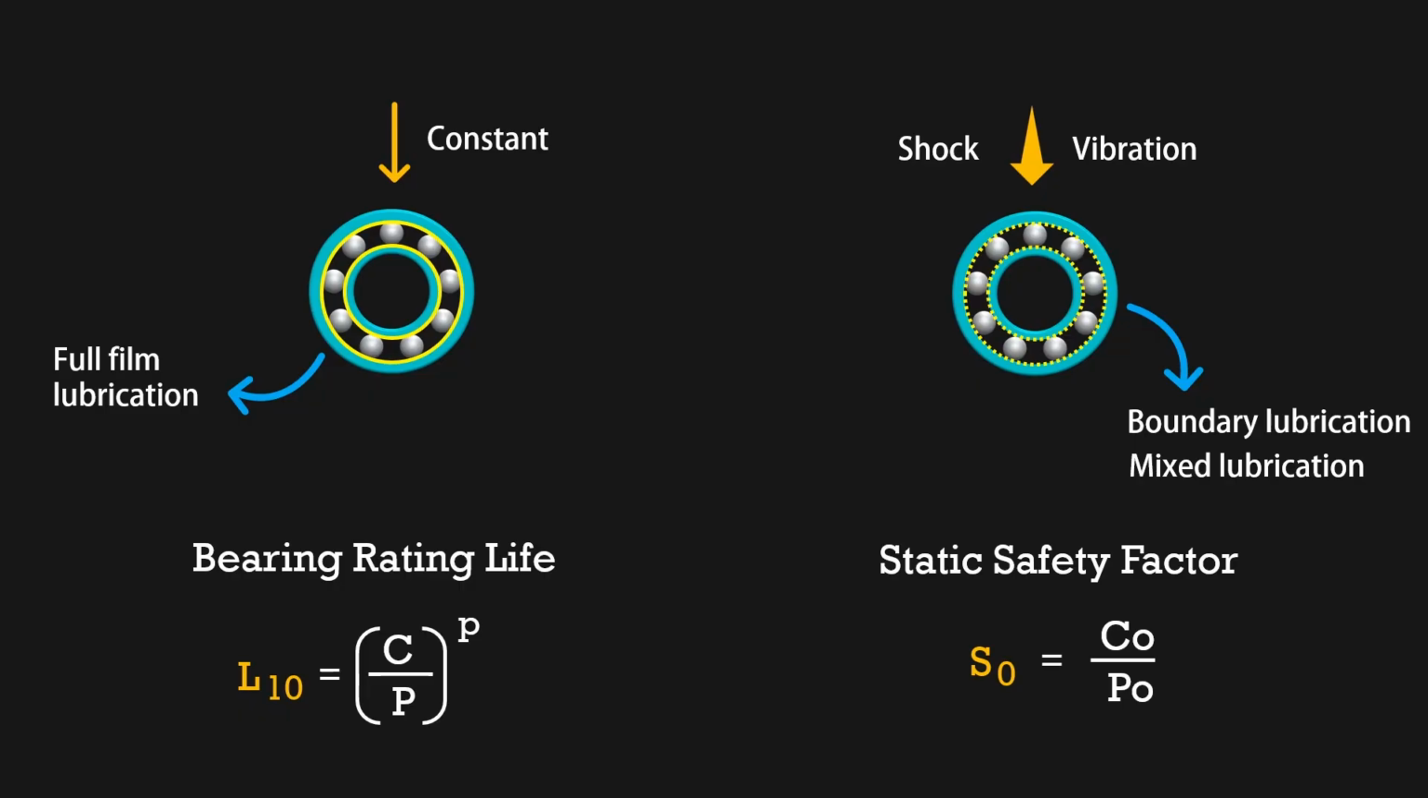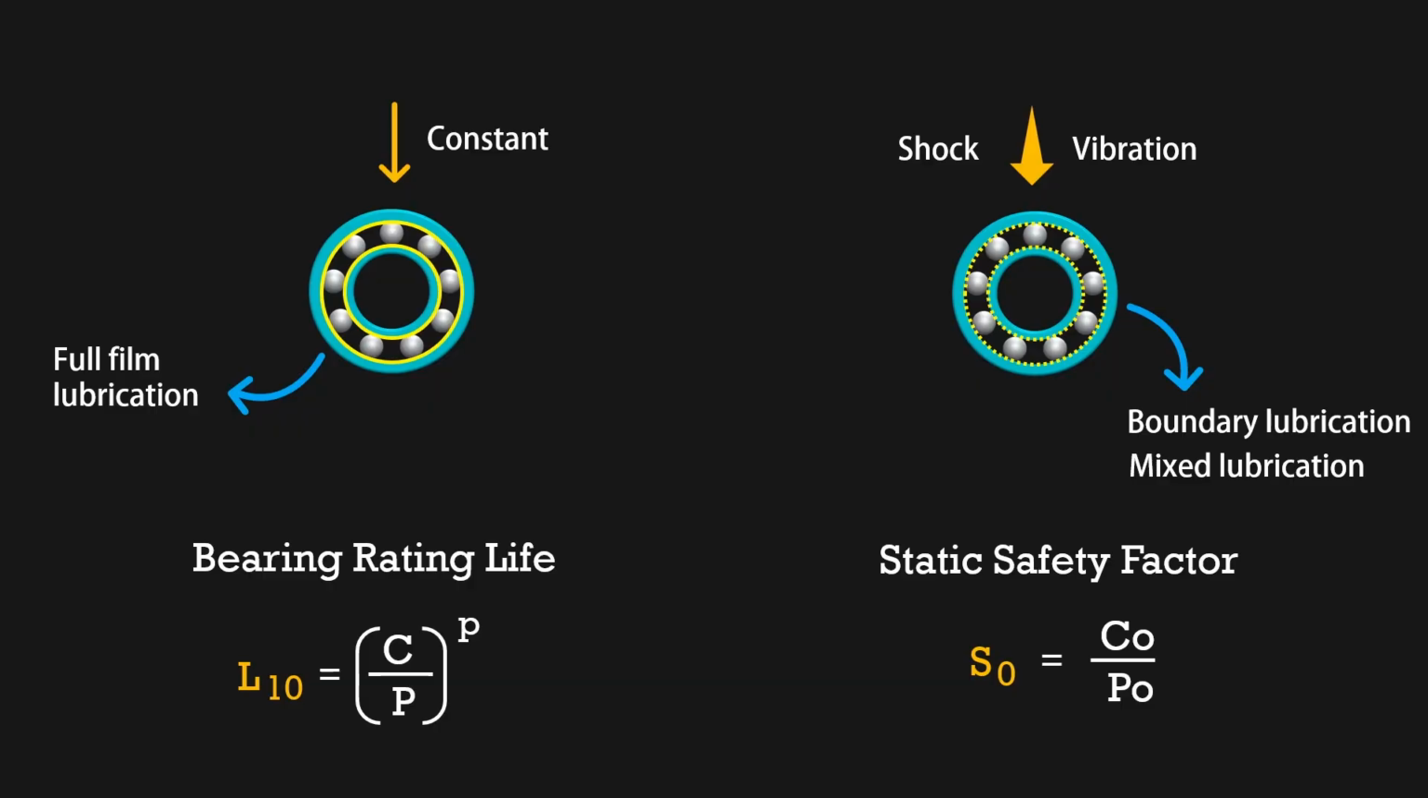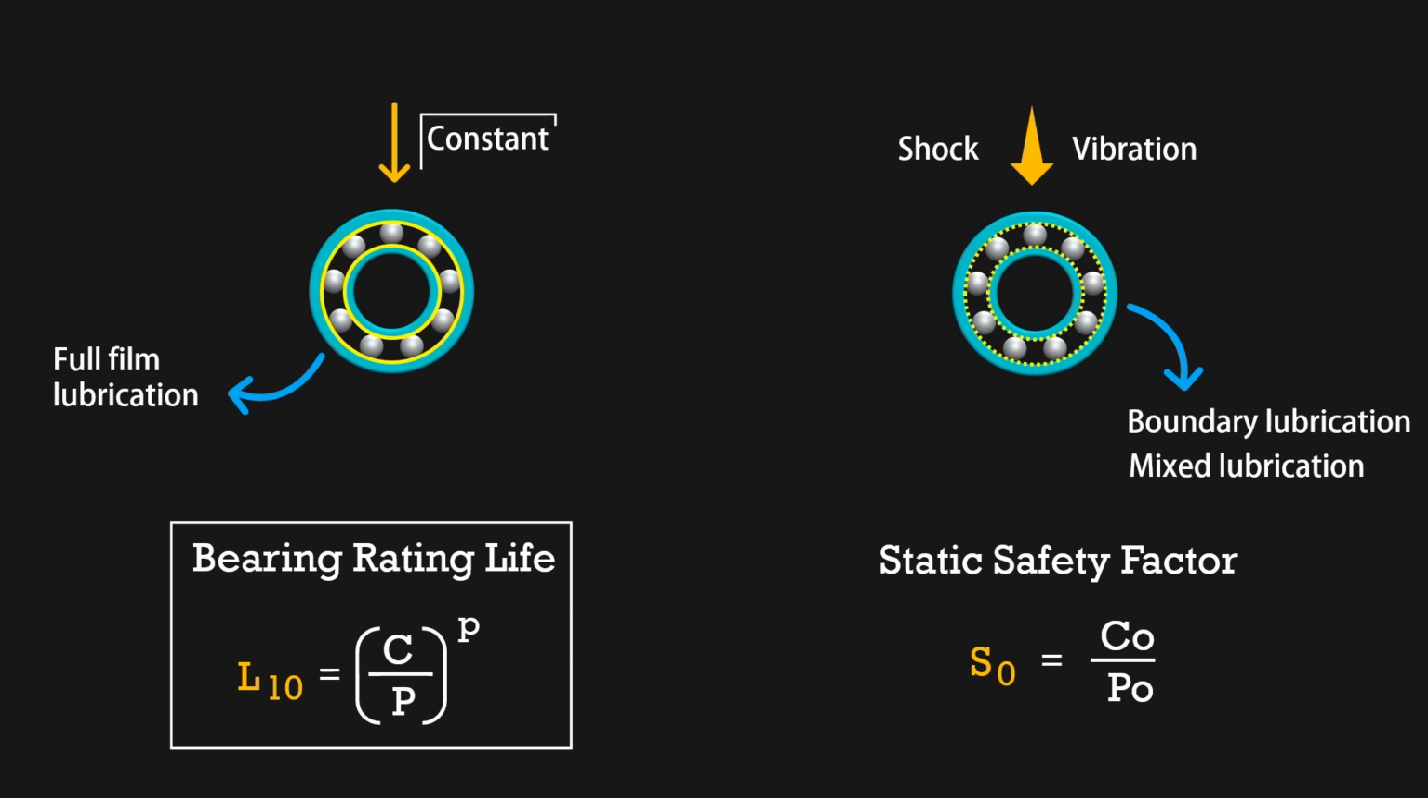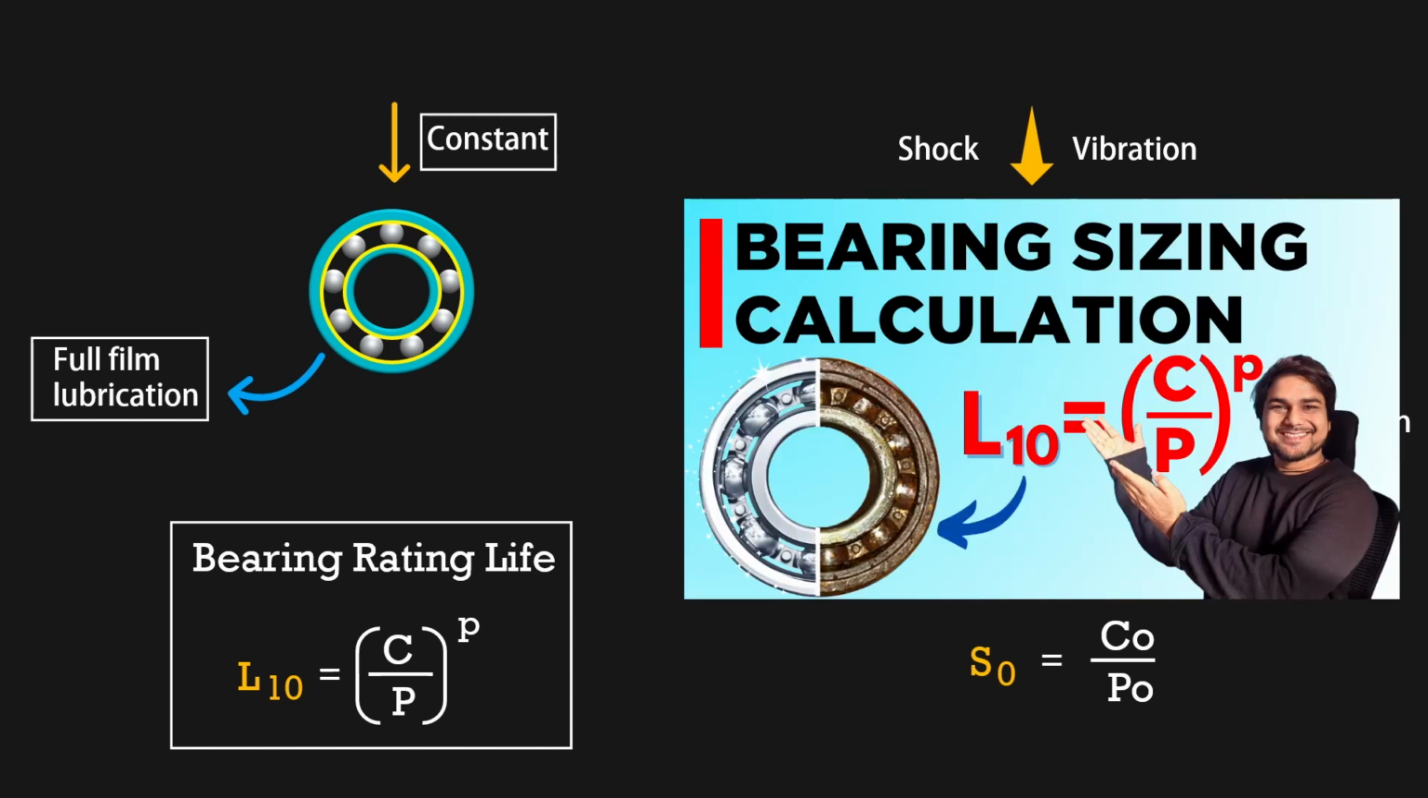And in this video, we will mainly focus on sizing of bearing in case of uncertain loading like shock loading or vibrational loading. Plus, if the bearing is running in boundary or mixed lubrication condition. Because I had already explained bearing sizing on the basis of bearing rating life L10, in case of constant loading and when the bearing is running in full film lubrication condition, in too much detail in another video. Link is in the description. So if you are new here, you can watch that video later on.